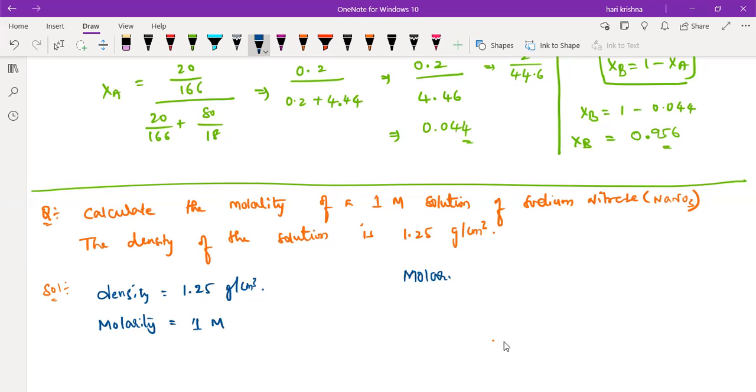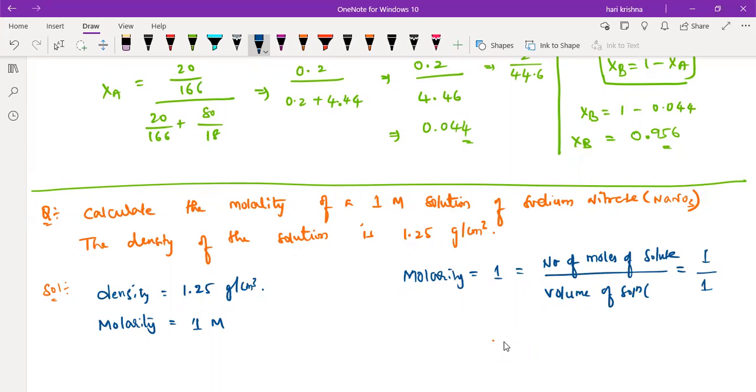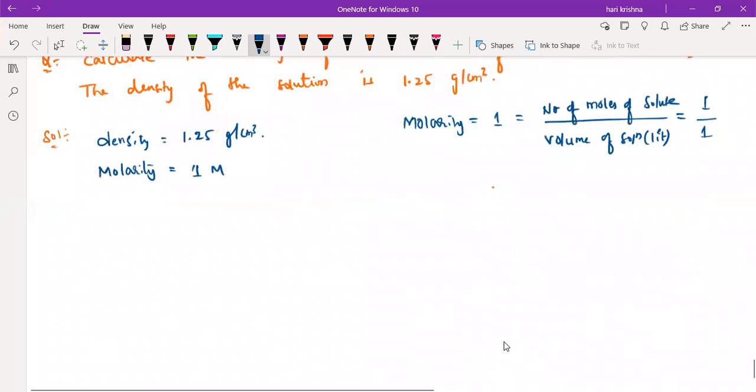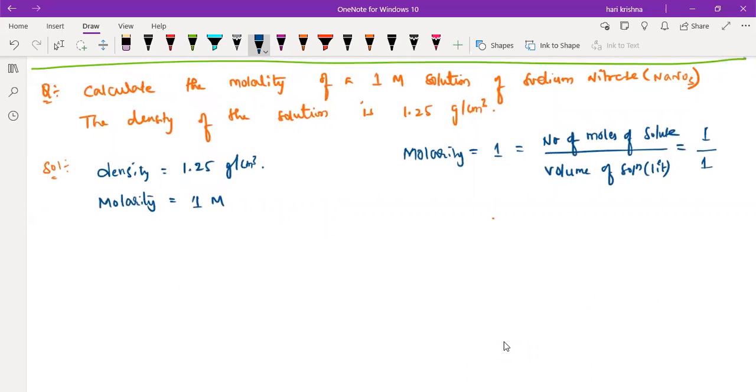Whenever the molarity is 1, that is equal to number of moles of solute by volume of solution, which is 1 and 1 only, right? Yes or no? Are you understanding what I'm telling? So you can take number of moles of solute, how much here? As 1 mole.